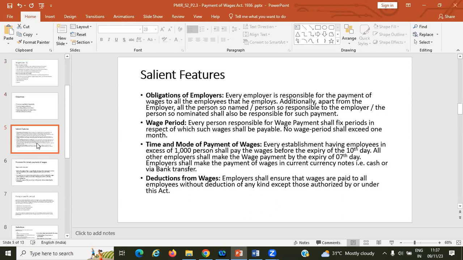We are discussing the features of the wages, obligation of employers, wage period, time and mode of payment, and the duration. So we talked about the wage period. We'll discuss more on wage period and the duration. What is wage period?